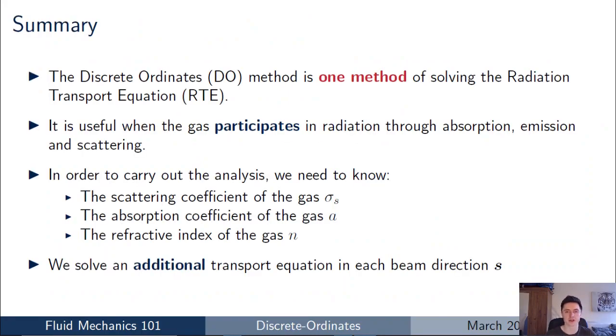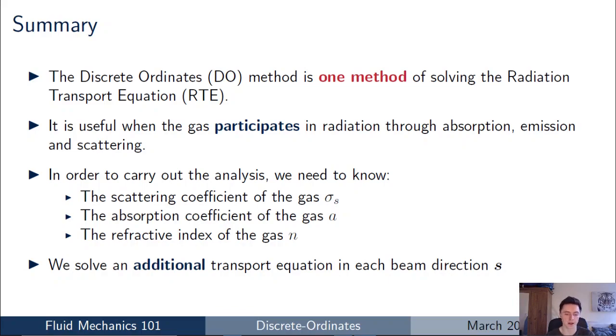So just a summary now to wrap up the talk. The discrete ordinates method is one method of solving the radiative transport equation. There are other models, I just haven't chosen to go through them today. And the discrete ordinates method is useful for us when the gas participates in radiation through absorption, emission, and scattering, for example.